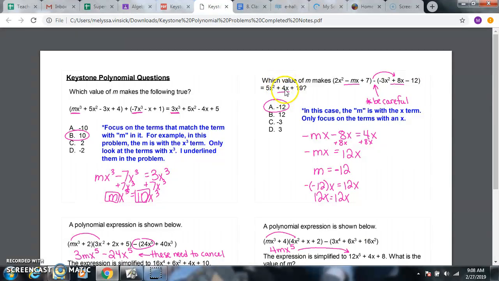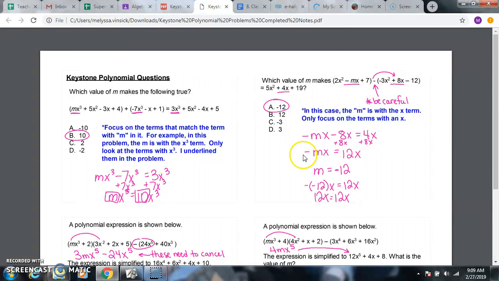I'm only pulling out my x to the first terms because those are the like terms with my m. Now again, I need to figure out negative what minus 8 is going to equal 4. These ones where you have some negatives involved are more difficult to just figure out logically in your head, so you may want to lean towards solving this equation. Negative mx minus 8x: if I add that 8x to the other side, I get a negative mx equals 12x. I need to get that m by itself, so I want to divide both sides by a negative 1.